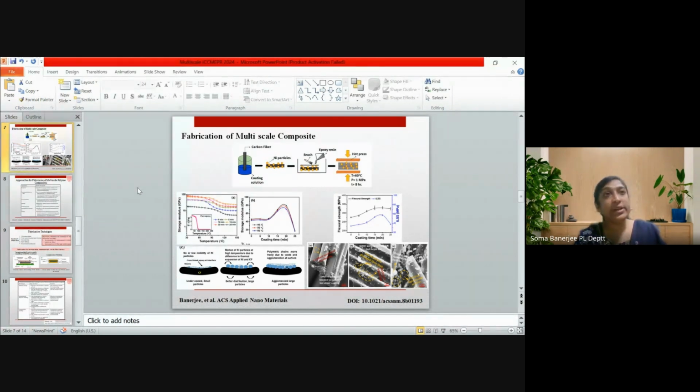We have also studied the flexural strength and the ILSS, interlaminar shear strength, of these composite materials. Again, we have observed a synergistic effect, meaning some improvement of both, when we are adding the multiscale composites. We can see the improvement is much better.